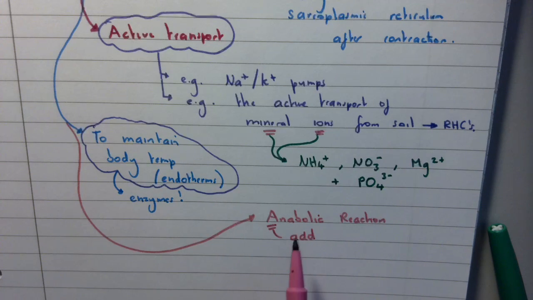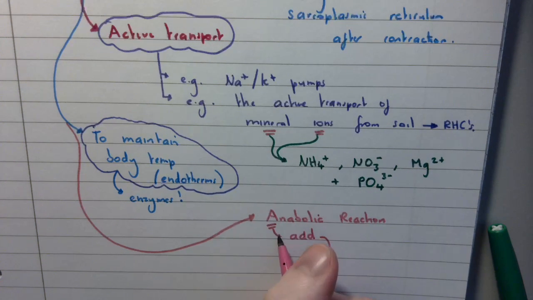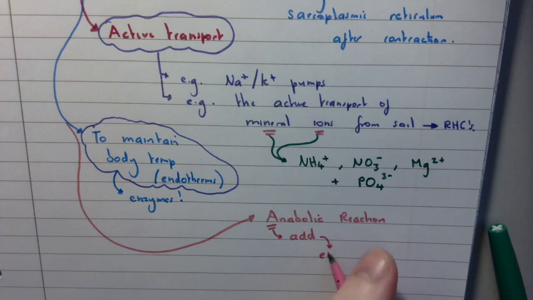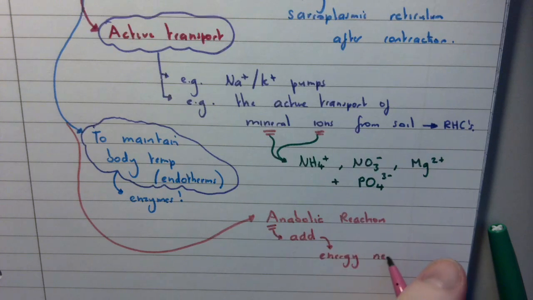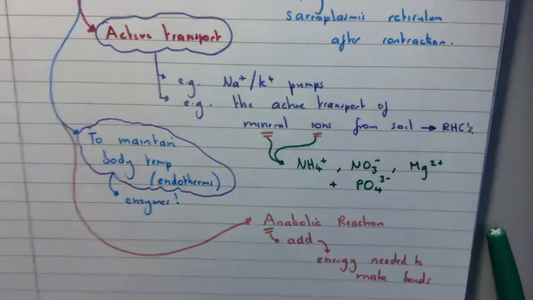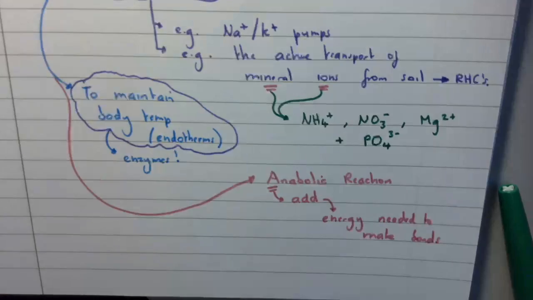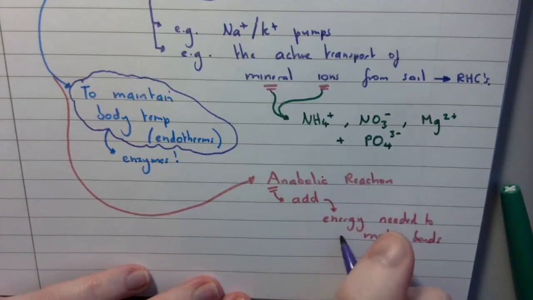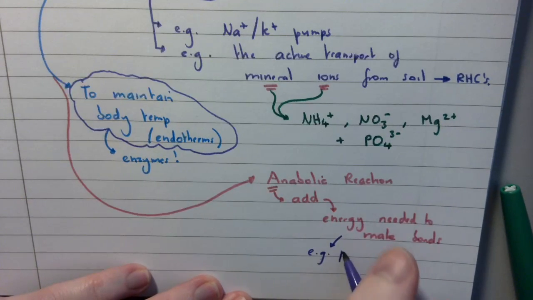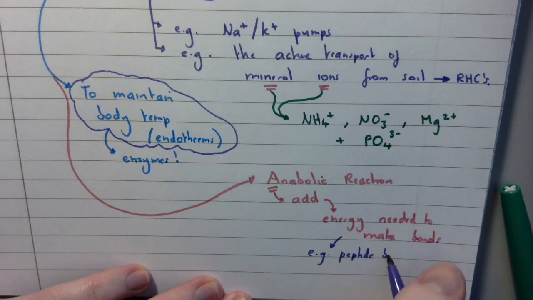So if you're going to join molecules together, you're going to make a bond. And whenever you make a bond, you need energy to make that bond. Okay, so I'm just going to put here, add, so energy needed to make bonds. So perfect examples are peptide bonds if you're making a new protein, phosphodiester bonds if you're making mRNA or replicating DNA, things like that. So e.g. peptide bonds and phosphodiester bonds.